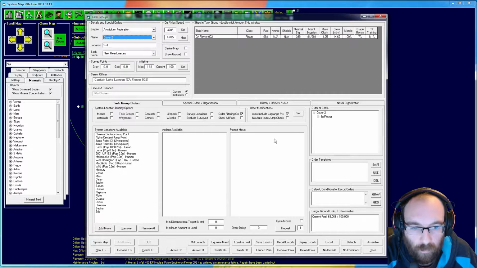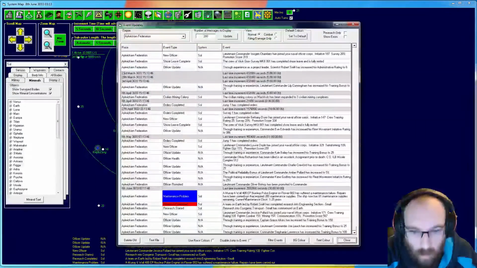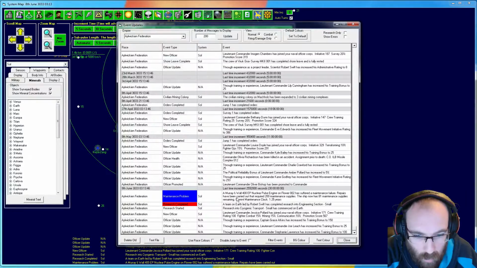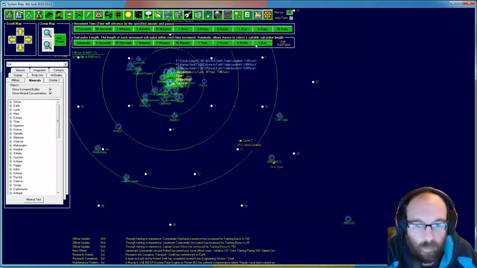Cover 2. It's got good fuel for now. Maintenance supplies. Is that 81 of 281 remaining? Whereas we carried that had required 200 maintenance supplies. Yeah. So, Flower 2.